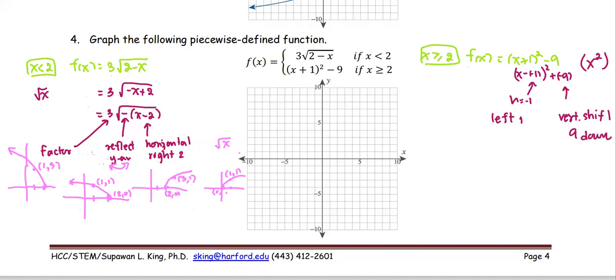So from the basic graph x squared, the graph is shifted to the left 1 unit, and then moved down 9 units. This is negative 9, so it's going to go down there. Let's check the point at x equals 2. f of 2 is (2 plus 1) squared, which is 9, minus 9, which is 0. So we get the coordinate (2, 0), included.